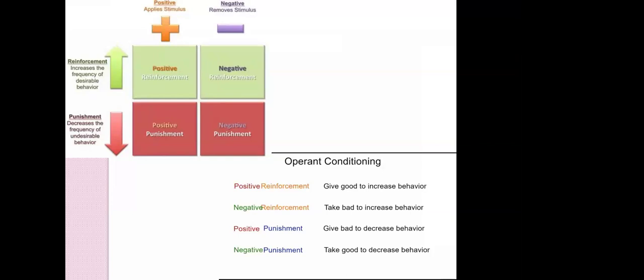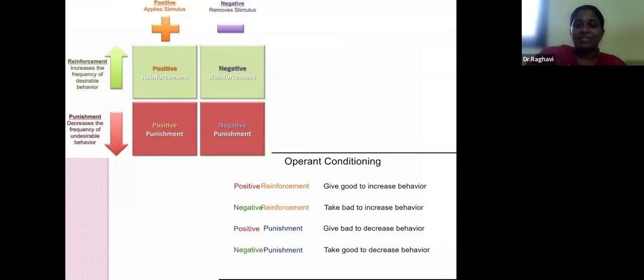Operant conditioning is another instrumental conditioning, a method of learning which employs rewards and punishments for a behavior. Very simple. And here an association is made between a behavior and a consequence, negative or positive.